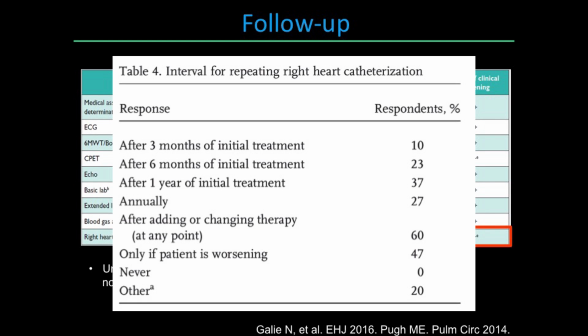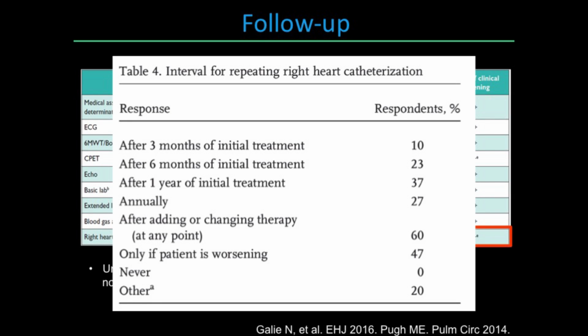Just to continue with the guidelines, they talk about when do you follow patients with a right heart catheterization. The suggestion in general is to do it in cases of clinical worsening and 3 to 6 months after changes in therapy. There are some centers that will do right heart catheterizations every 6 to 12 months.